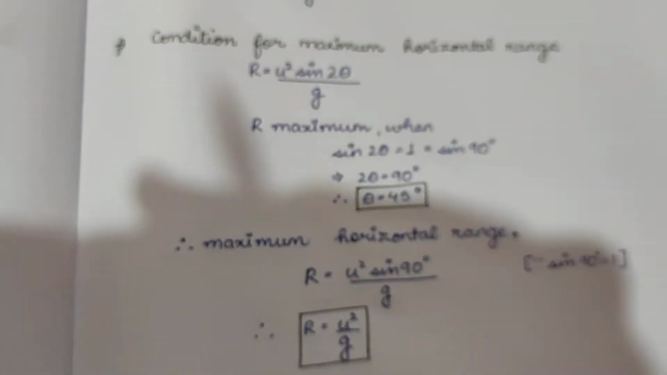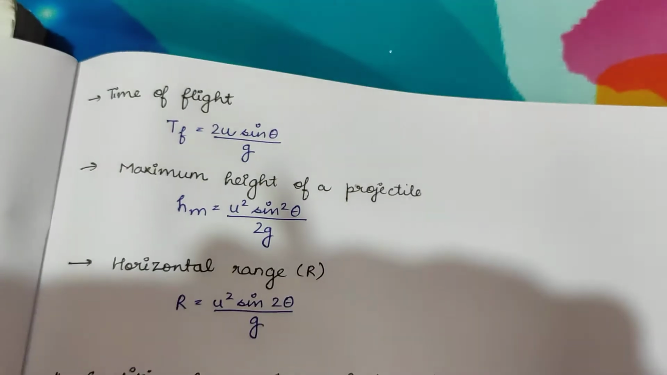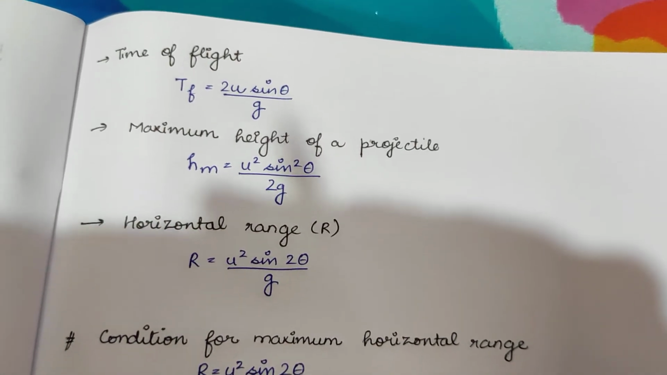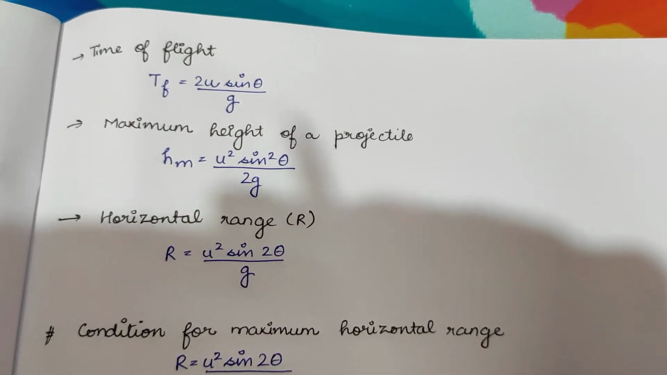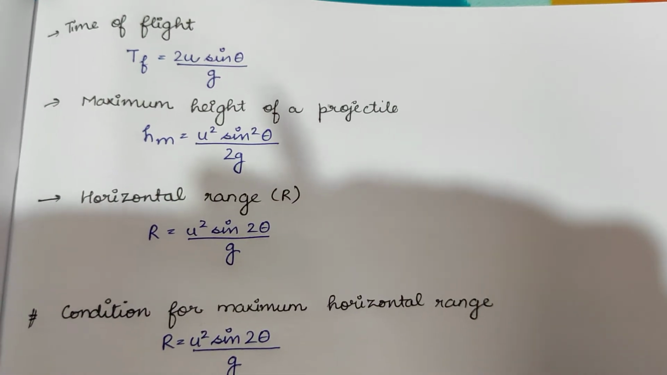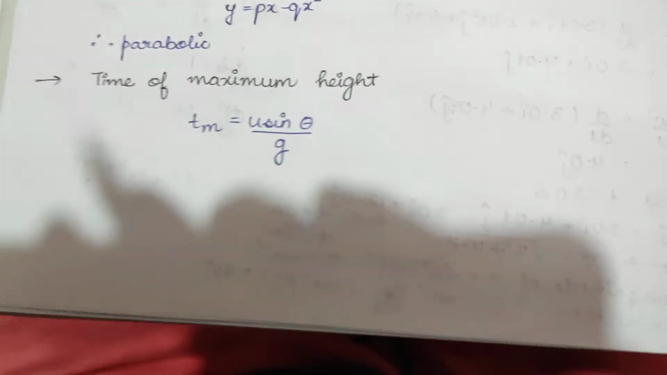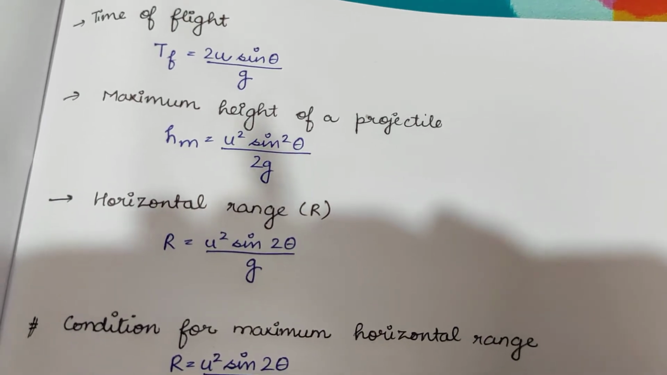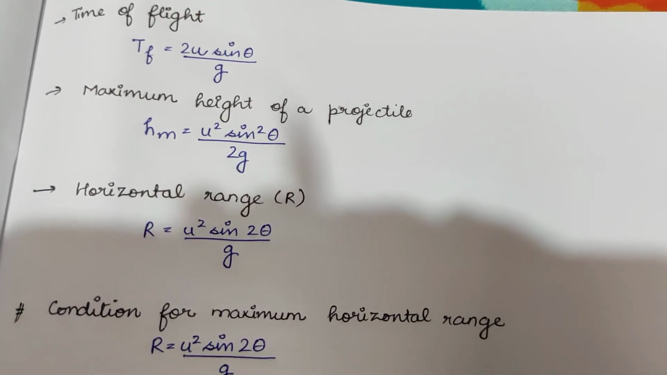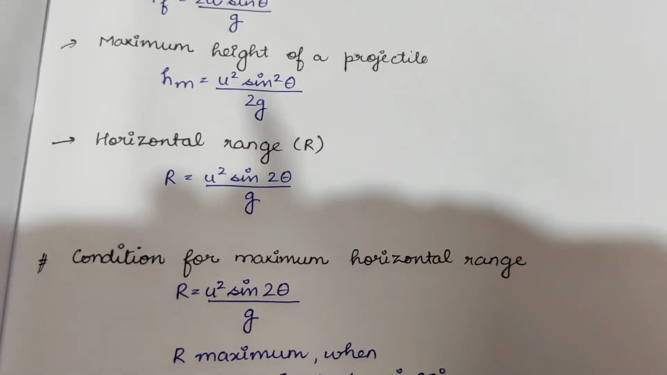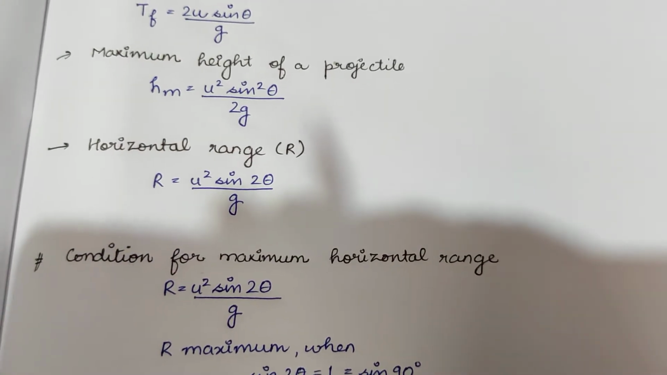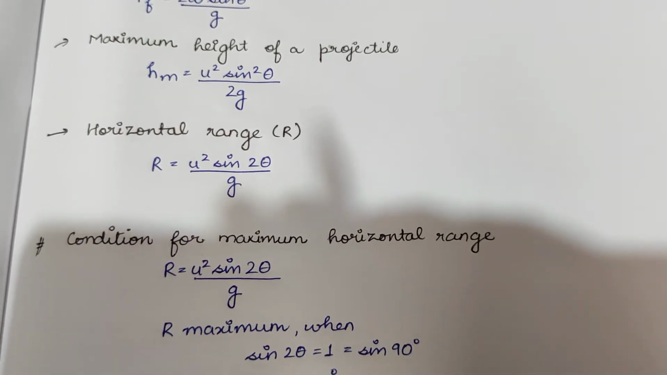Fine. Now next is time of flight. So what is time of flight? It is the total time taken by the projectile to reach the ground. So total time will be double the time of maximum height. Yes. So time of flight will be tf is equal to 2u sin theta upon g. Okay. Now the maximum height the projectile has attained will be hm is equal to u square sin square theta by 2g.